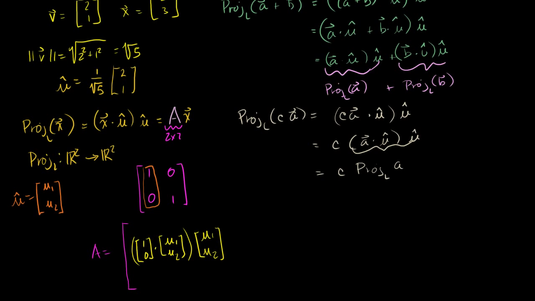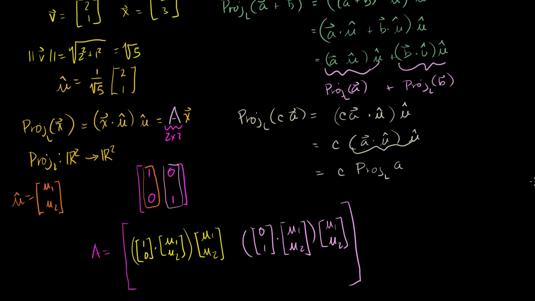My second column is going to be the same thing, but I'm now going to take the projection of this guy. The definition of our projection is you dot this guy with our unit vector. So we're taking the dot product of (0, 1) dot my unit vector (u1, u2), and I'm going to multiply that times my unit vector (u1, u2). This seems very complicated, but it should simplify when we actually work out our transformation matrix.